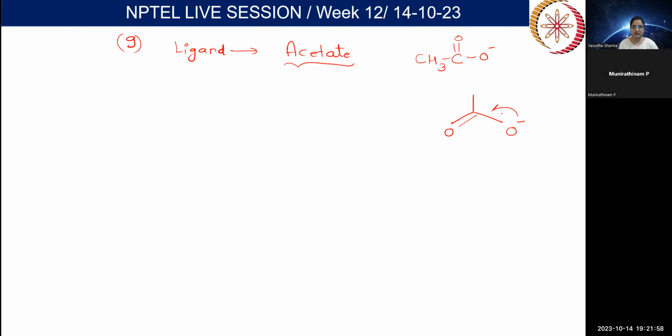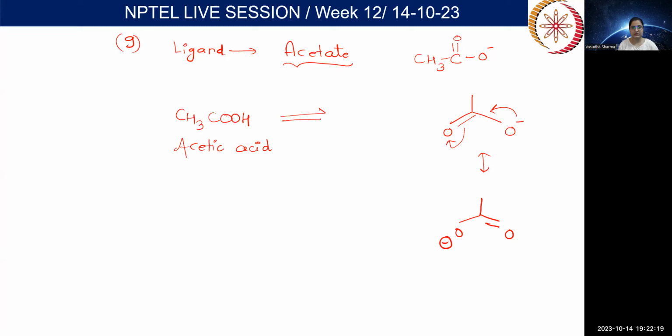Since it can go under resonance easily, it will form O negative here, and this is the double bond. And ultimately, we can just write how it forms from CH3COOH, that is acetic acid. It's a weak acid, so that's why we are showing the equilibrium sign. It makes the acetate, which has lost a proton. Now this acetate is our ligand, which we are showing here.